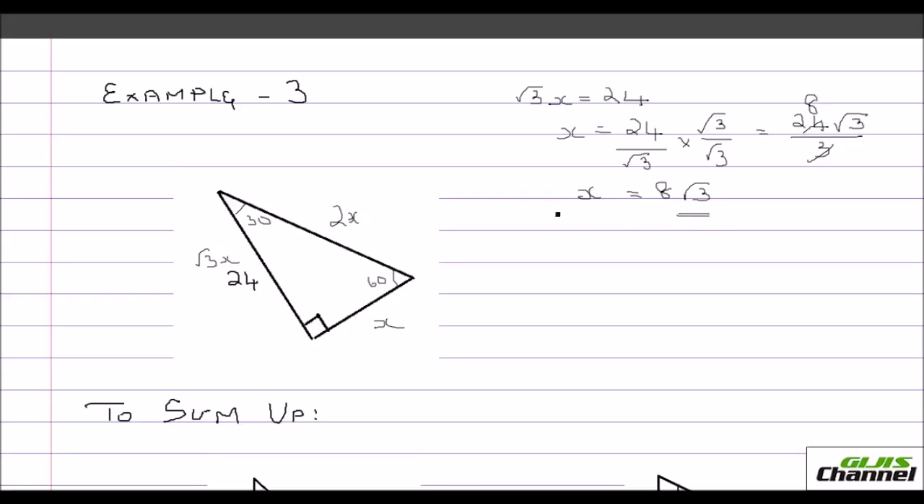Now that you're done with the short side, you got it as 8 root 3. The hypotenuse side is 2x, twice the short side, right? So that is going to be 2 times 8 root 3, that is 16 root 3. So your hypotenuse side is 16 root 3. And that is all. So we have done.